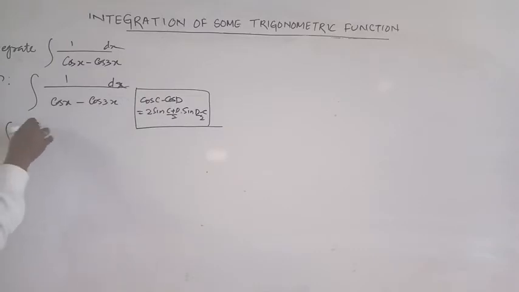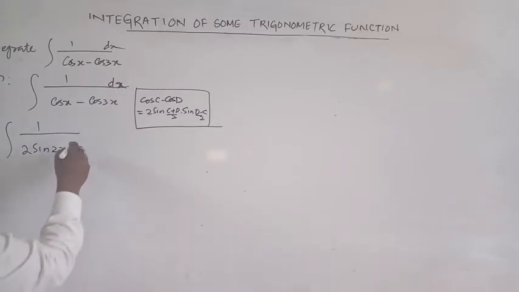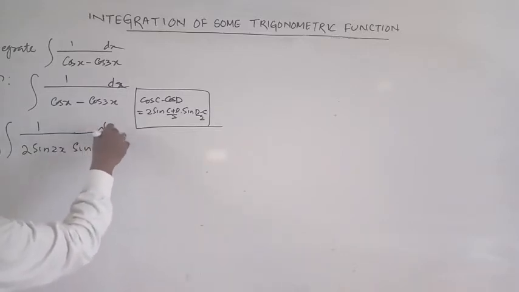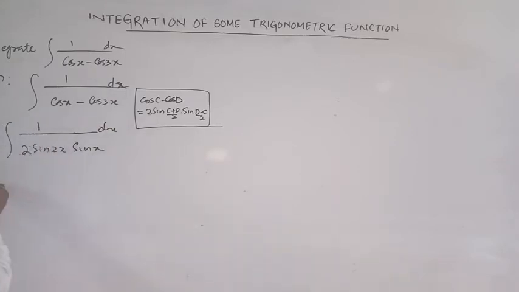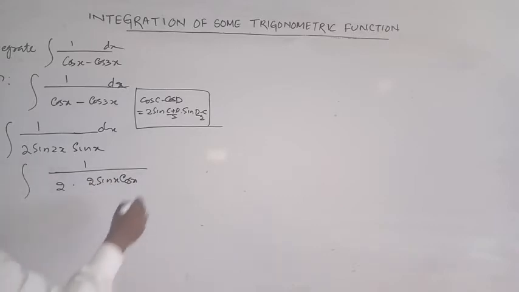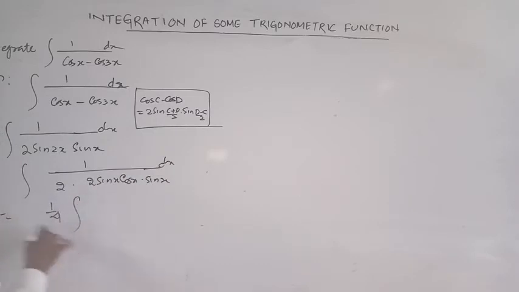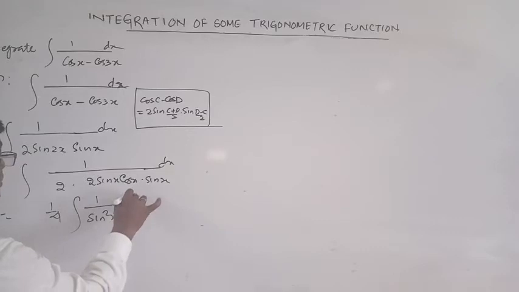So this is equal to 1 by 2 sin of c plus d by 2, x plus 3x, 4x by 2, that is 2x, and d minus c by 2, 3x minus x, that is sin x dx. So this is equal to integration 1 by 2 into 2 sin x into cos x, this is the formula for sin 2x, and here sin x dx. Now this is 1 by 4 into sin square x into cos x dx.